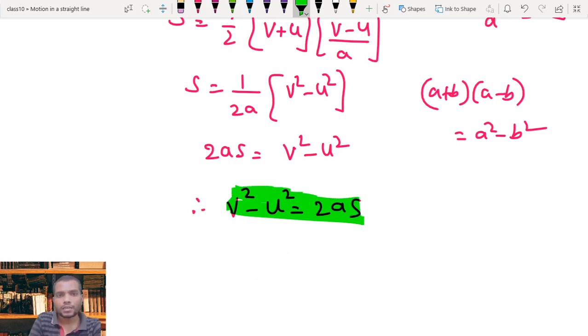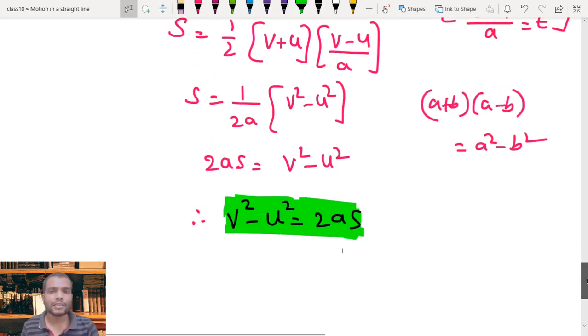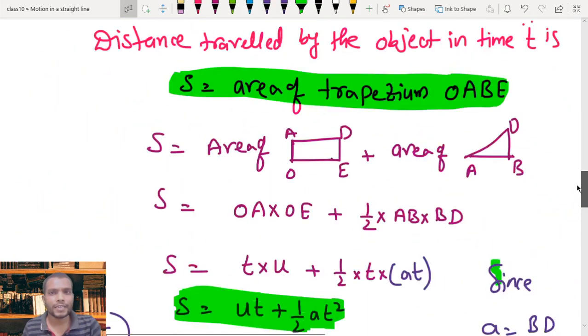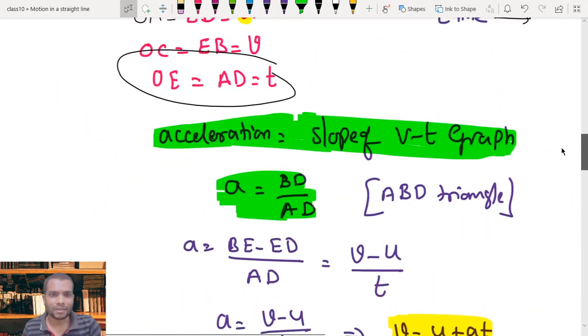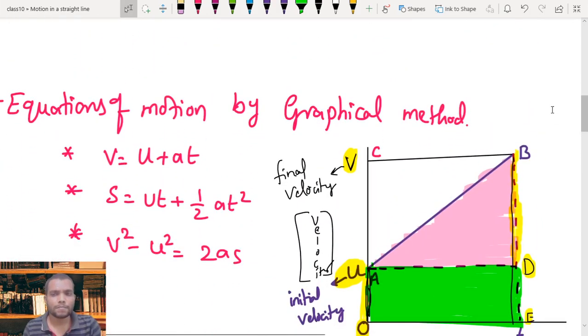So these three are the equations of motion to describe the relation between initial velocity, final velocity, acceleration and displacement. These three equations of motion we derived by using the graphical method. But we will derive the same equations of motion by the integration method. That we will do after learning the basics of integration.